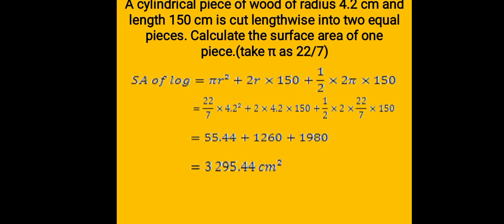Now the surface area of one part of the log, we shall take pi r squared plus 2r multiplied by 150 plus a half multiplied by 2 pi times 150. Now if we solve for that, we get the area of a half log to be 3,295.44 centimeters squared.